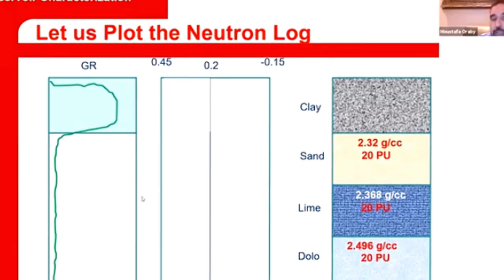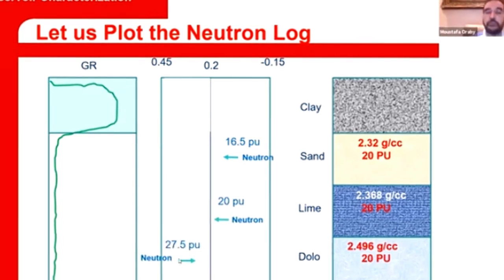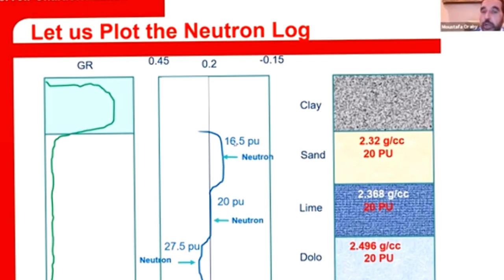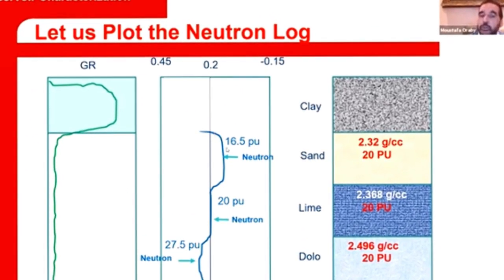So if I draw the neutron, it will be this way: 16 for the neutron for the sand, 20 for the lime, and 27.5 for the dolomite. That's why I'm putting the neutron on this side, because it's less than 20. The lime will actually be 20, and the dolomite will be higher than 20. This is the higher zone than 20, and this is the lower zone than 20. Then the log will take the shape. So I can draw what the neutron tool will read once I know what I have. That's the neutron curve that I will see if I now log my neutron.